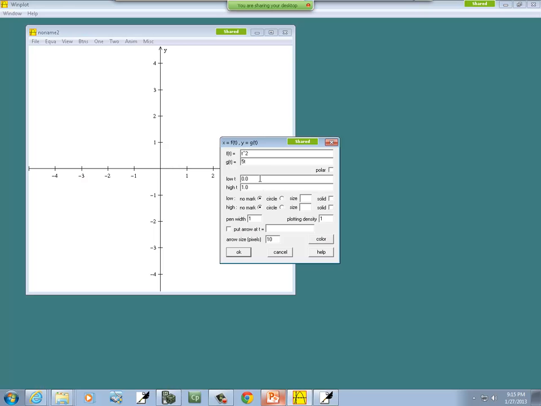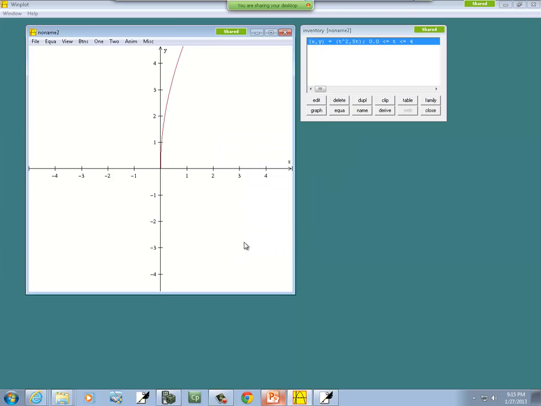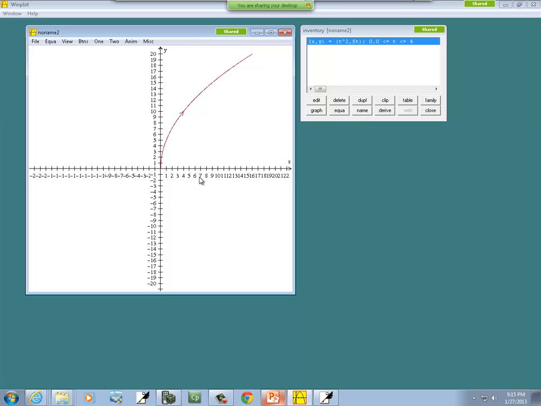Now the low t is 0, that's fine. High t I'll put in 4, and I'll put an arrow where it says put arrow at. I check that, and I'll put one at 2. And arrow size 10, that's fine. I'll click OK. And now I'm going to press my down arrow, scroll out, and that way I can see the direction.